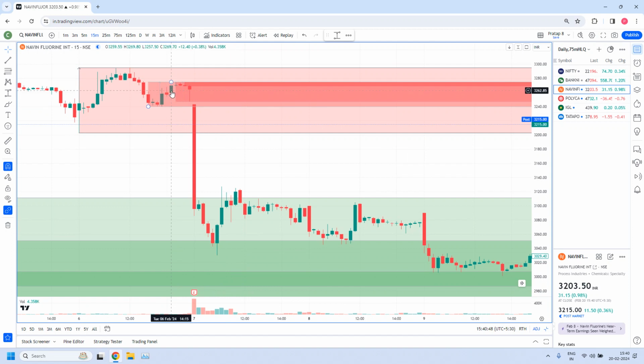But I consider this a medium candle. See, this is also a medium candle, but here it has a body of less than 50%. So it's a base candle. So within this 15-minute zone, we identified a 5-minute zone.